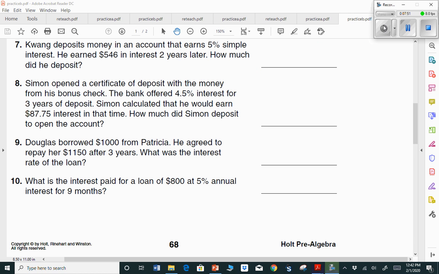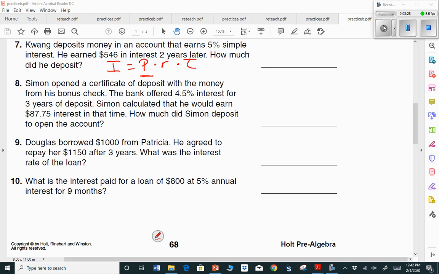All right, we need to work a few problems that are just a little more complicated, but we still have our same formula. Quang deposits money in an account that earns 5% simple interest. He earned $546 in interest 2 years later. How much did he deposit? The how much did he deposit goes with principal, so that's the thing we don't know.